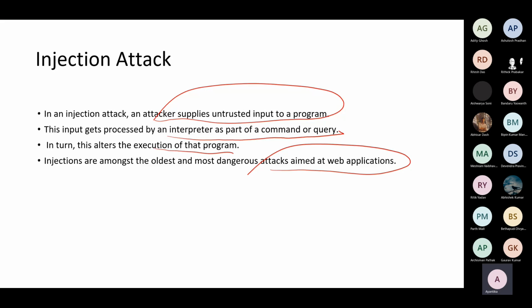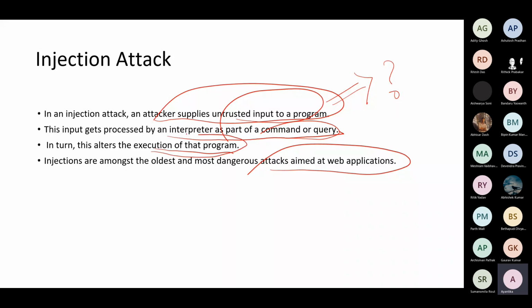First of all, what may be the limitation of your application so that an attacker is successful in supplying any untrusted input to a program? How is it possible? Next, why will it be processed as part of your command or query? That means the attacker is passing it as a part of your command or query. And then how is it related to altering the execution of the program? If we understand these three steps, we will clearly understand how this leads to a basic attack.